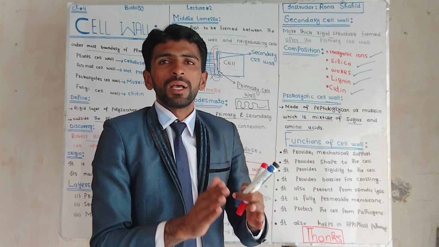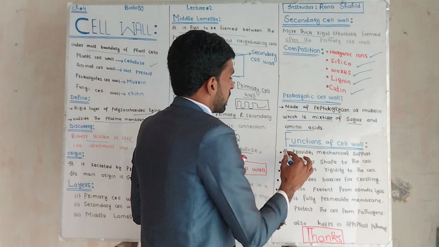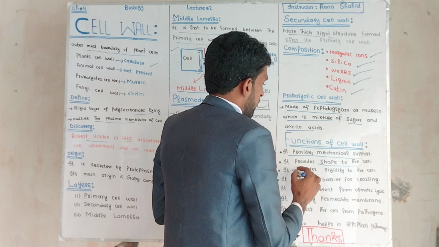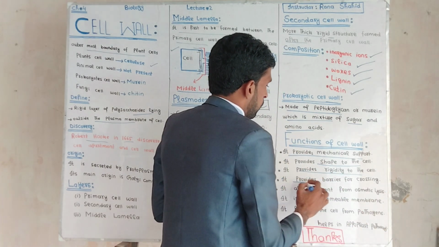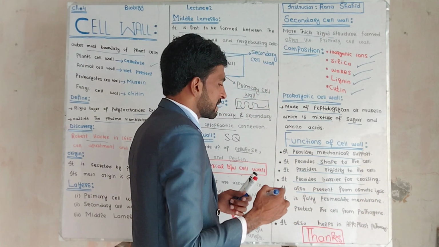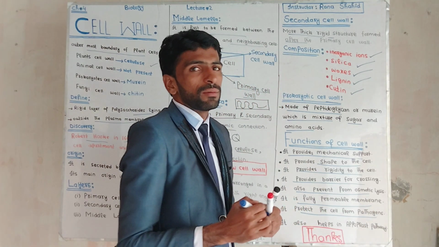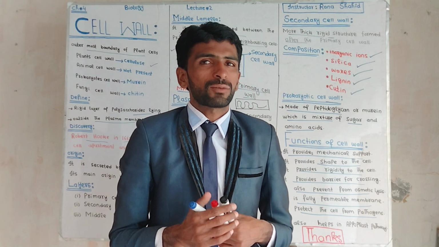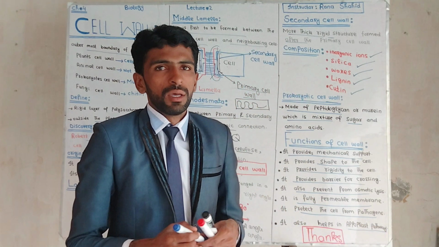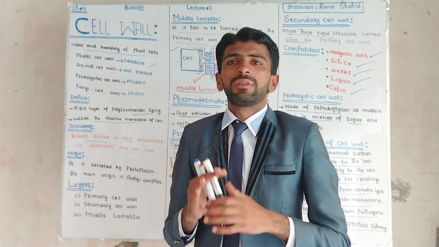At the end, we will discuss the major functions of the cell wall. It provides mechanical support, shape and rigidity to the cell. It provides a barrier against the crossing of molecules, and it prevents osmotic lysis. It is fully permeable, it protects the cell against different pathogens, and it also helps in the apoplast pathway. So this was all about the structure, function and layers of the cell wall.